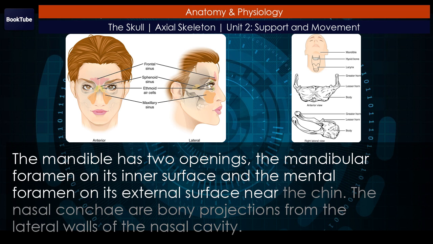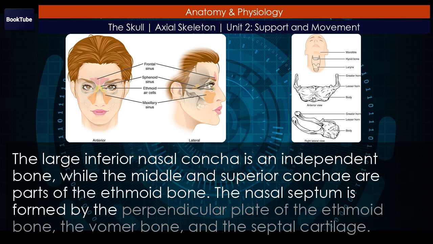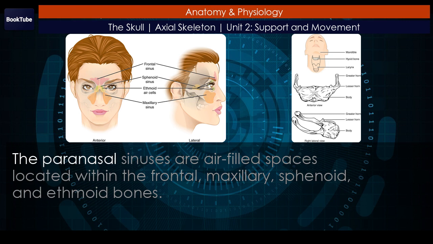The nasal conchae are bony projections from the lateral walls of the nasal cavity. The large inferior nasal concha is an independent bone, while the middle and superior conchae are parts of the ethmoid bone. The nasal septum is formed by the perpendicular plate of the ethmoid bone, the vomer bone, and the septal cartilage. The paranasal sinuses are air-filled spaces located within the frontal, maxillary, sphenoid, and ethmoid bones.